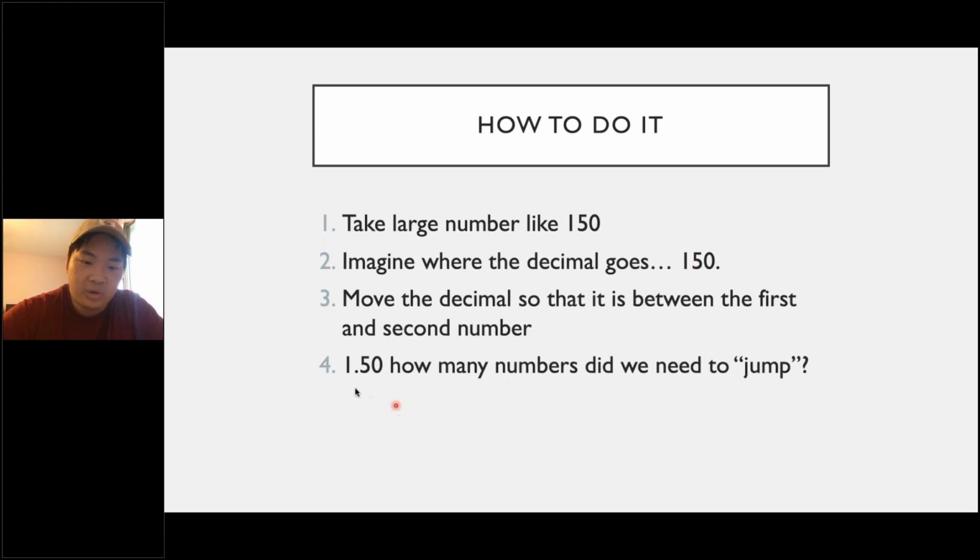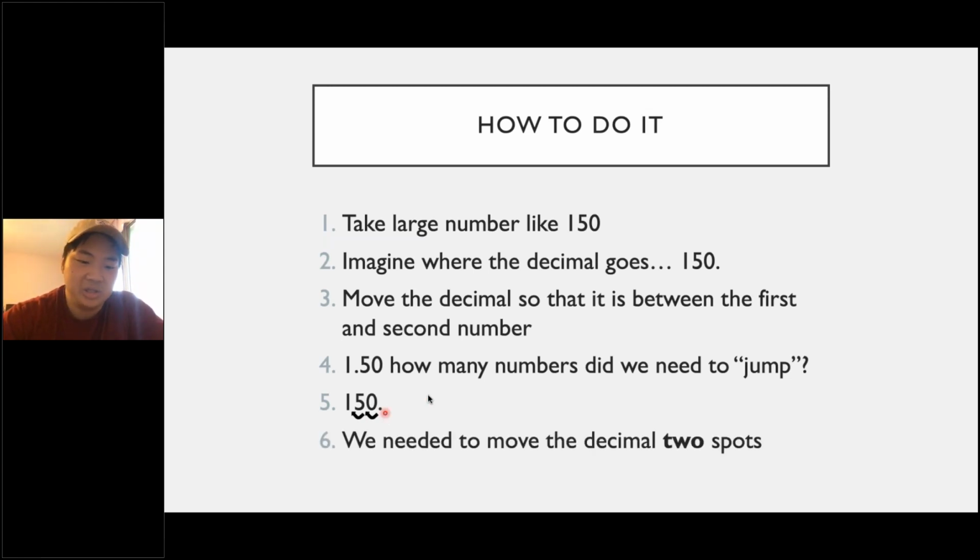And we get 1.50. And now we need to know how many numbers did we need to jump to get to 1.50. Well, we had 150 with the decimal point right here, and then we popped it over once, and we did it again. So we jumped twice. We needed to move 2 spots, and that 2 is going to tell us our exponent.